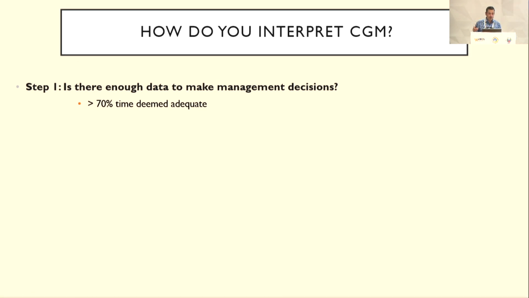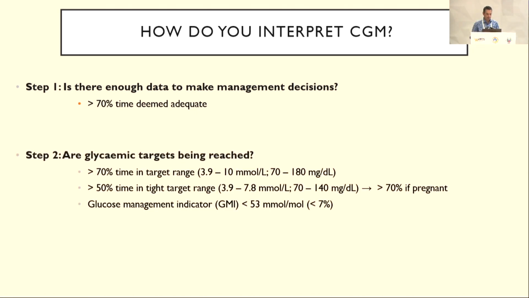I have had plenty of teenagers that wore the Freestyle Libre 1 for their parents and never scanned, and that's the hard part as well. You're trying to at least use the data you've got to make decisions. The next bit is knowing what other targets we're looking for on CGM: are our people reaching them?